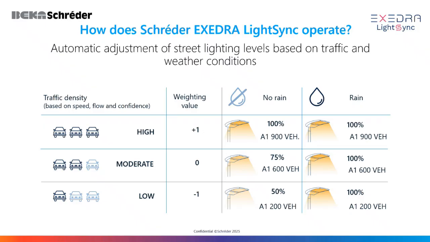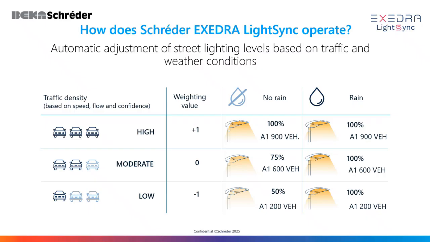And with that, of course, you can save an enormous amount of energy because your roads are not overlit when the roads are not as busy. And of course, the same applies to rain or foggy conditions. You can adjust the light levels according to the standards in EN 13201, depending on what the situation demands.